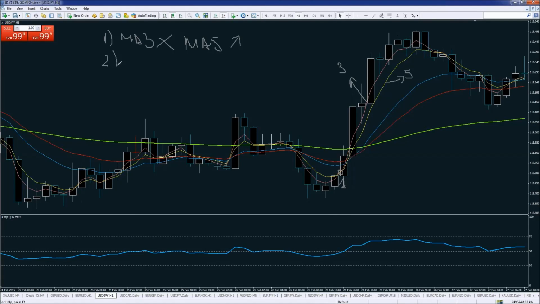Rule number 2: moving average 3 and moving average 5. This is the second rule that confirms our long position, that we should stay in it.